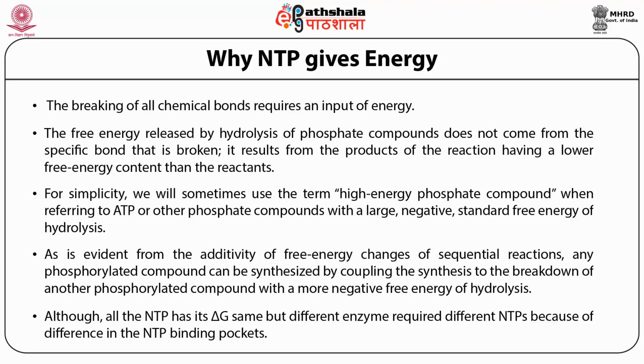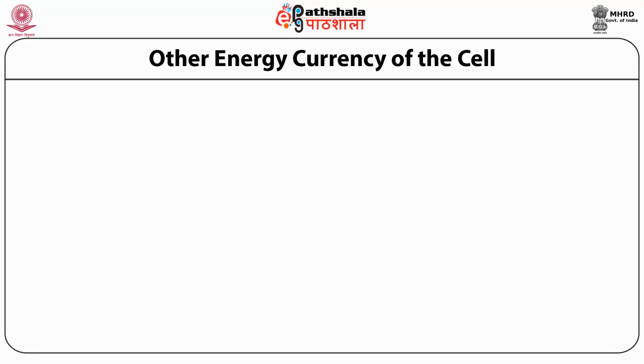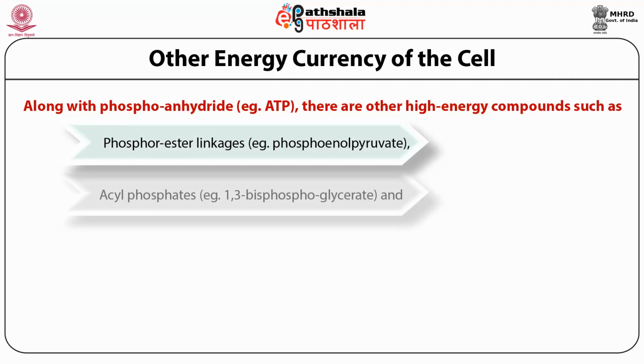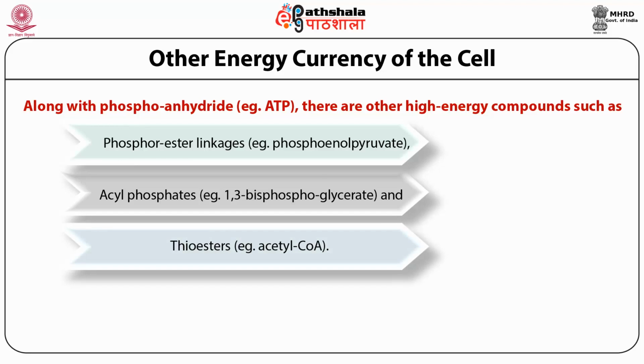Although all the NTPs have the same delta G, different enzymes require different NTPs because of differences in the NTP binding pocket present in the enzyme. After discussion of NTPs as energy currency and why they give energy, let's discuss other high energy compounds. Along with the phosphoanhydride, we also have phosphoester linkage containing compounds like phosphoenolpyruvate, acyl phosphates like 1,3-bisphosphoglycerate, and thioesters like acetyl coenzyme A.